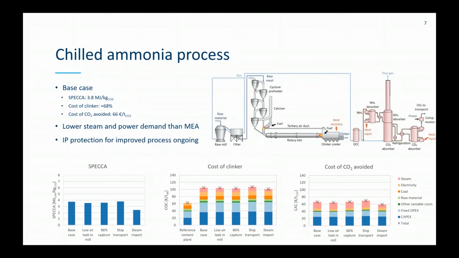But still, the steam is the main energy demand of the process, and there's ongoing work for IP protection of process concepts that have been developed with improved energetic performance of the process. So that is ongoing work and future work for the chilled ammonia process.